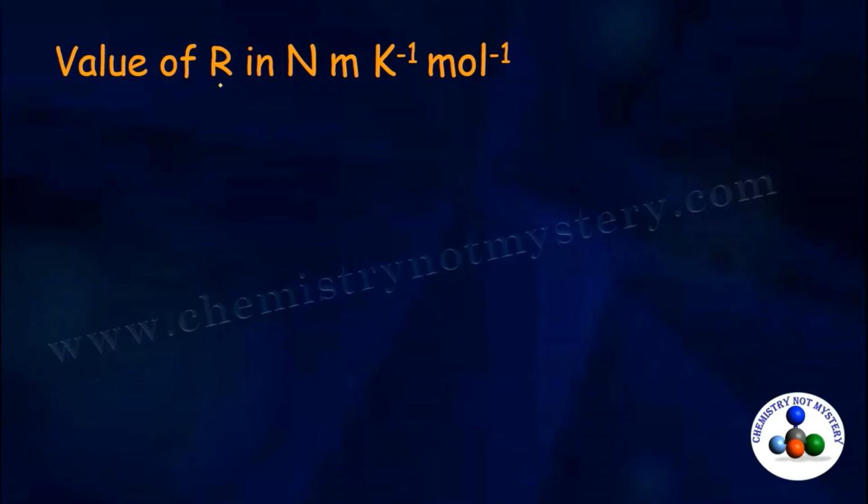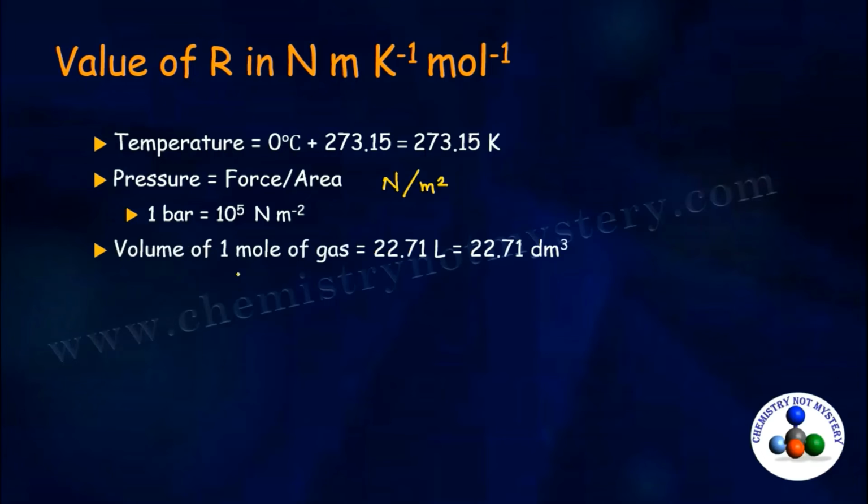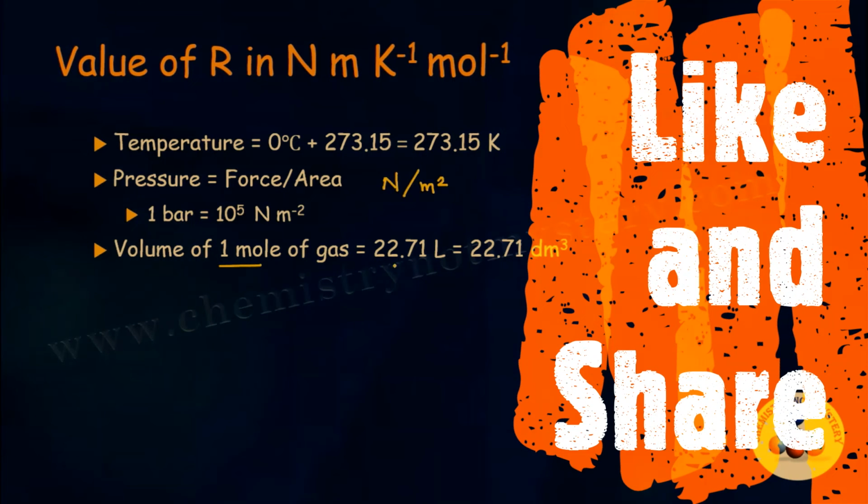Now calculate the value of R in Newton meter per Kelvin per mole. Here temperature will be equal to 273.15 Kelvin. Pressure can be written as force per unit area. The unit of force is Newton and area is measured in meter square. So when you measure pressure in bar, you will get 1 bar is equal to 10⁵ Newton per meter square. And at these conditions of temperature and pressure, the volume of 1 mole of gas will be equal to 22.71 liter. It can be written as 22.71 dm³.